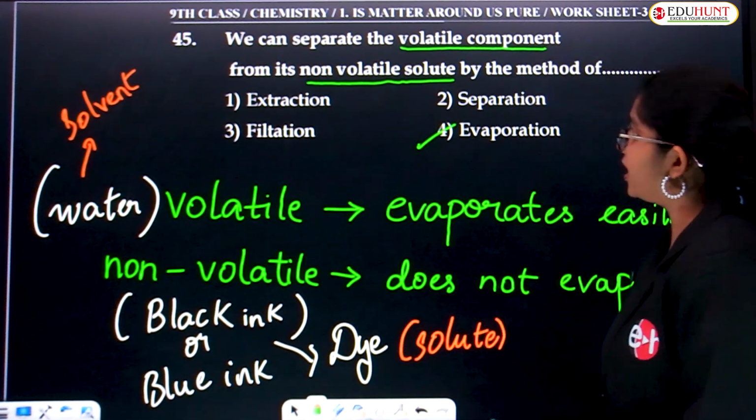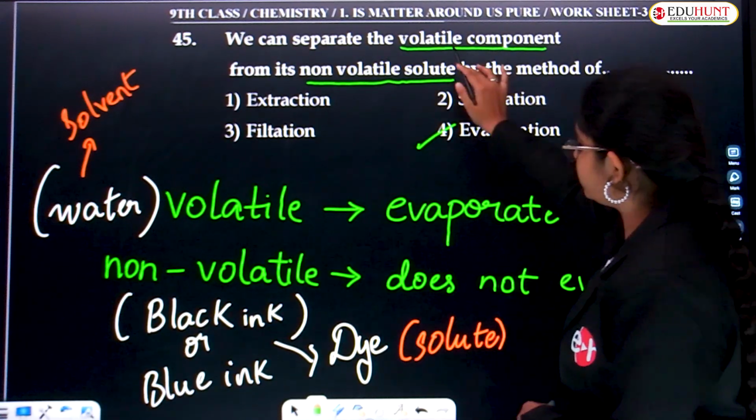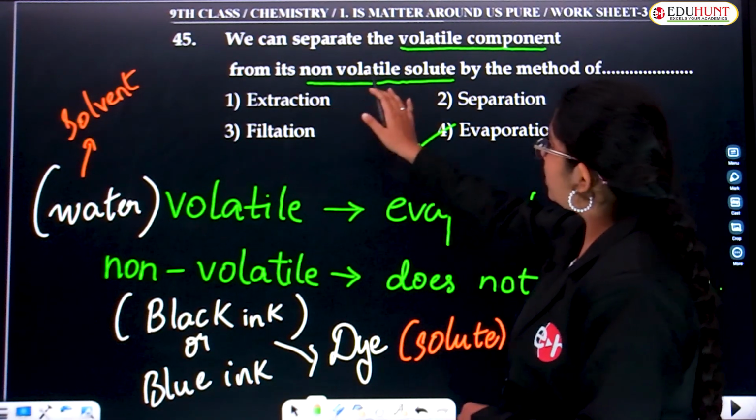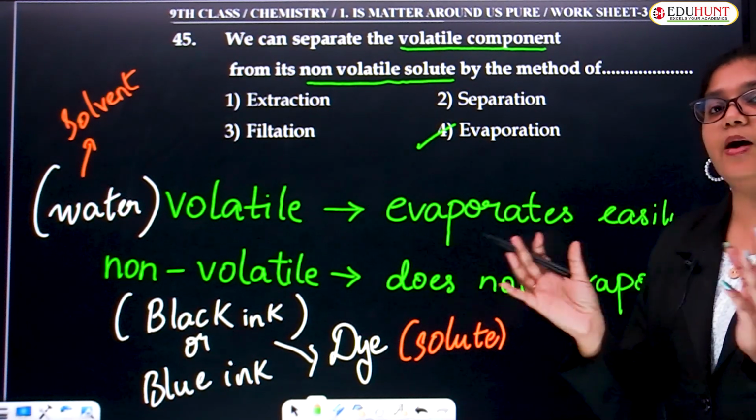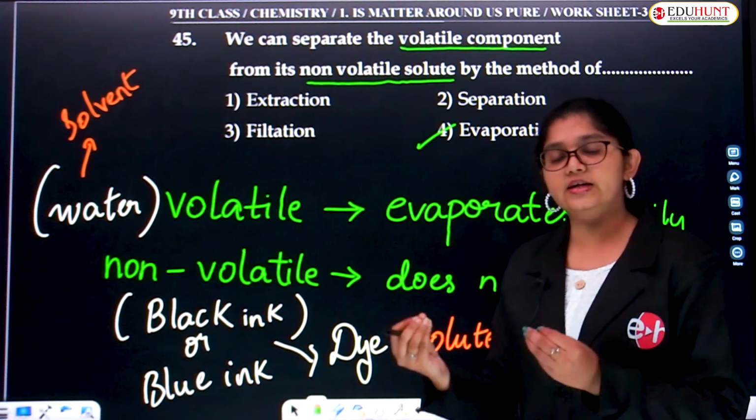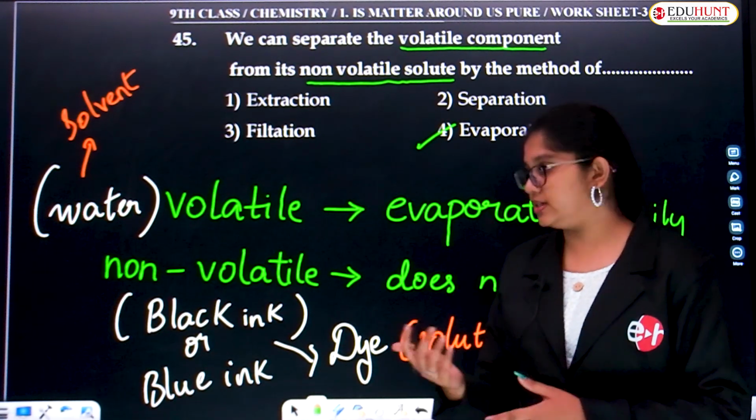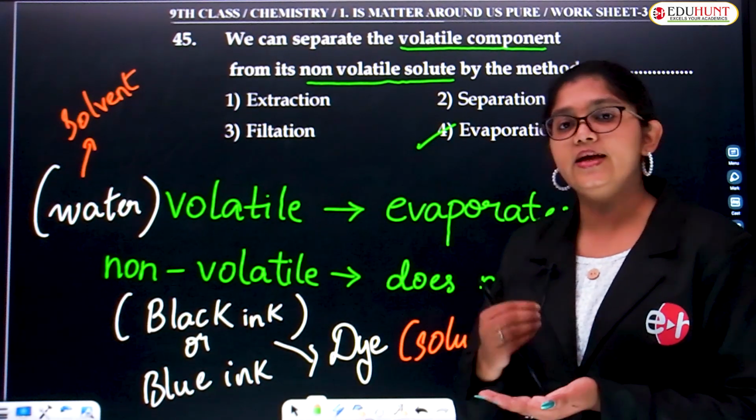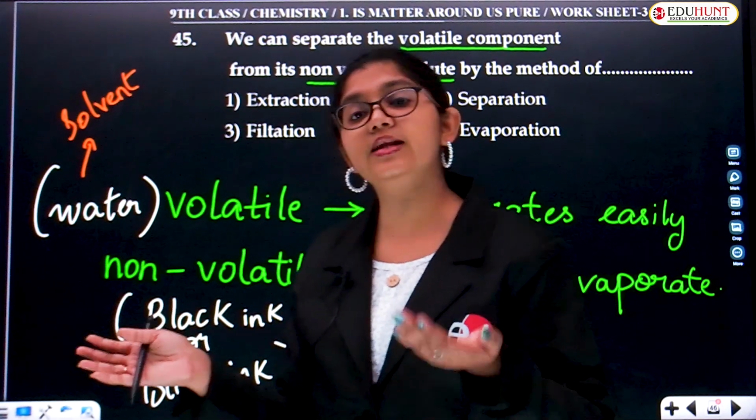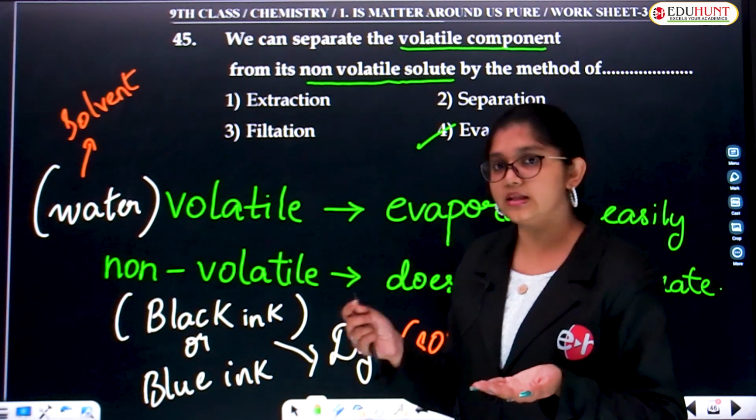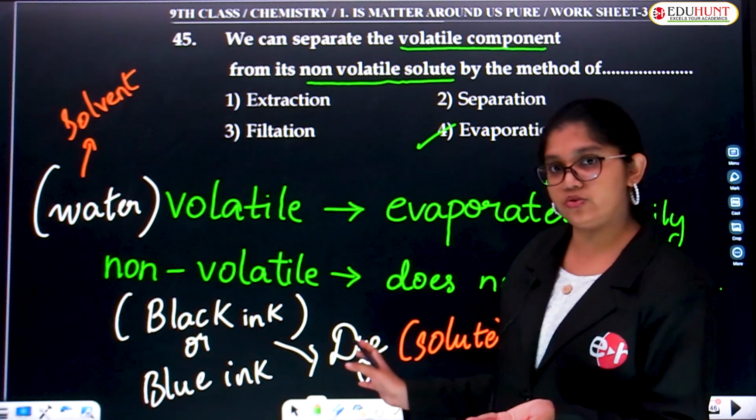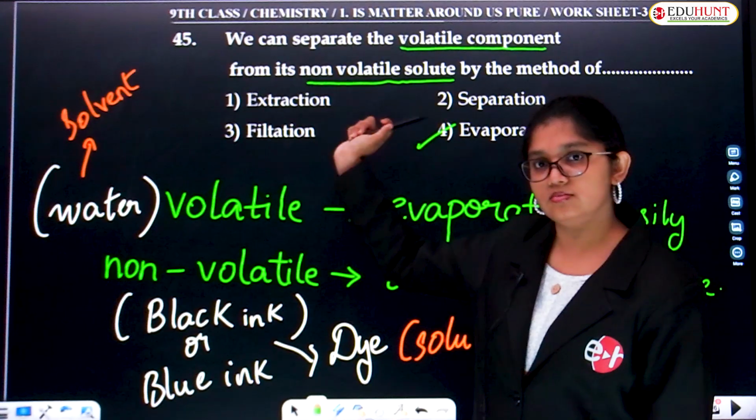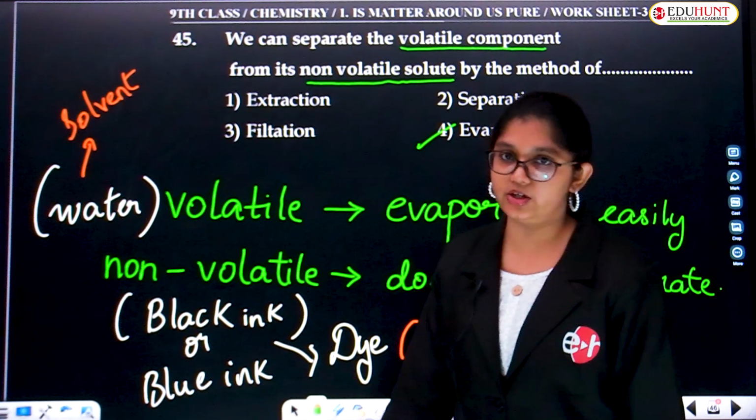So we can separate the volatile component, which means the solvent, from its non-volatile solute by the method of evaporation, by heating. If you heat the black ink or blue ink, what happens? The water component evaporates easily, and the leftover component will be the dye, the colored component. So we can separate the non-volatile solute from the completely volatile solvent.